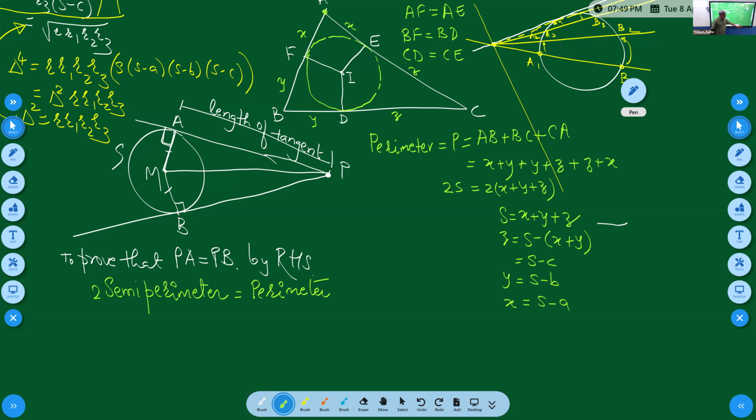Now, this analysis is available for the in-center. Therefore, a similar analysis should be available for the ex-center also. Out of the total 4 in Heron's formula, S minus A, S minus B and S minus C, we could achieve only 3. So maybe if we continue our work on the ex-center, we will get S also and a few more things. So let us do that.